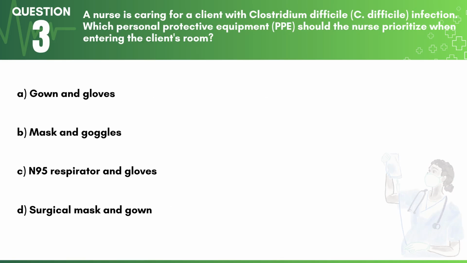Question 3. A nurse is caring for a client with Clostridium difficile, C. difficile, infection. Which personal protective equipment, PPE, should the nurse prioritize when entering the client's room? A. Gown and gloves. B. Mask and goggles. C. N95 respirator and gloves. D. Surgical mask and gown.